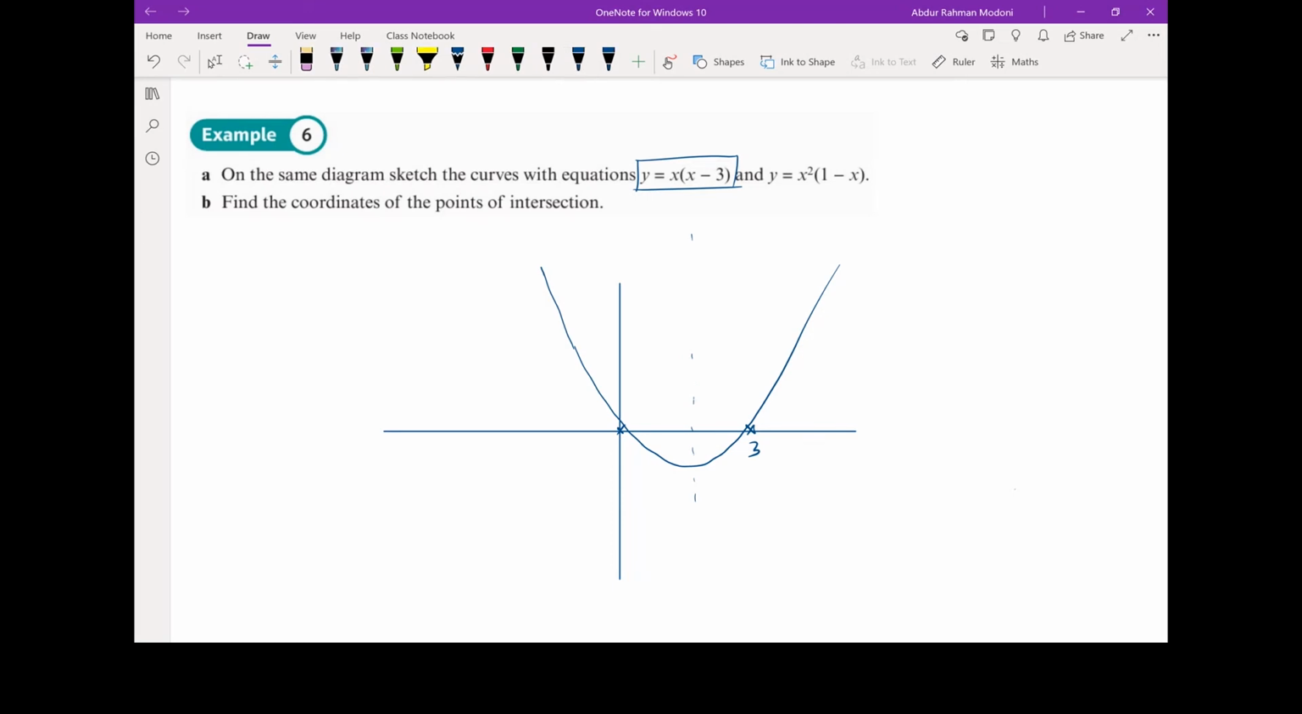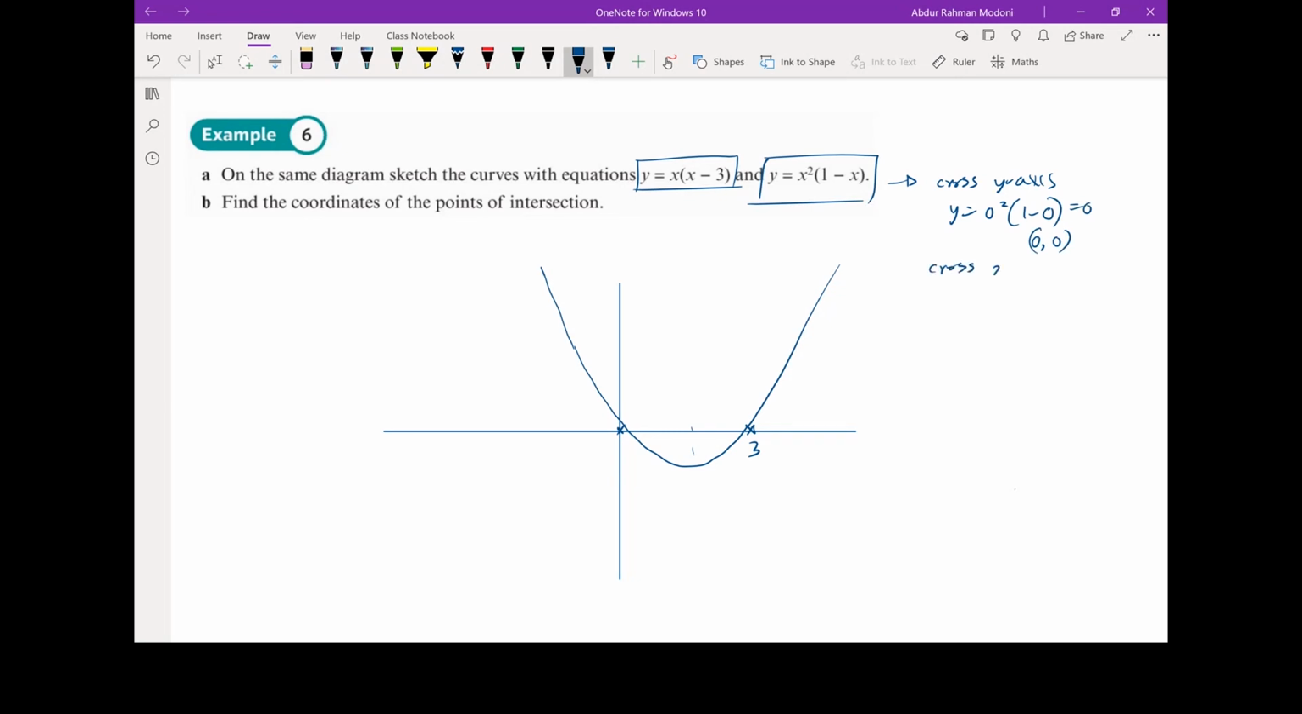So we've drawn that. Let's go and draw the second curve, which is a cubic. Let's consider everything about this. I'm going to write down a few things about this. Consider the 6 points for our graph sketching. It's already factorized, brilliant. So where does it cross the y-axis first? It crosses the y-axis when x is equal to 0. So when x is equal to 0, we've got 0 squared times 1 minus 0, and that gives us 0. So when x is equal to 0, y is equal to 0.